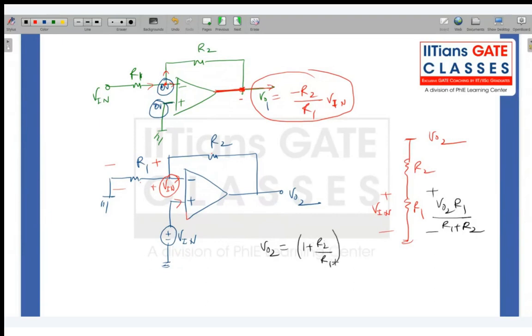So till this point, everybody understood, okay? You can also solve this question by applying KCL here, but the voltage division rule will give you a quick answer, okay? So V out 2 you have got here. This is V out 2.